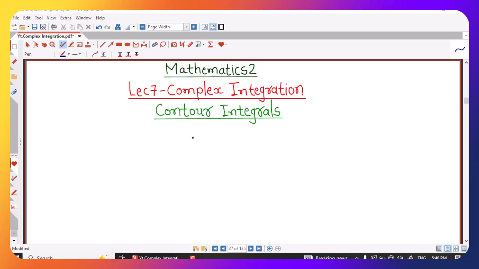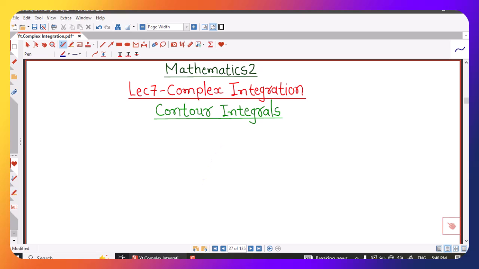In this lecture also we will discuss one more problem on contour integrals or complex line integrals. In this problem we are going to integrate this function f of z equal to square of absolute value of z along the contour C, which is a square in the xy plane.